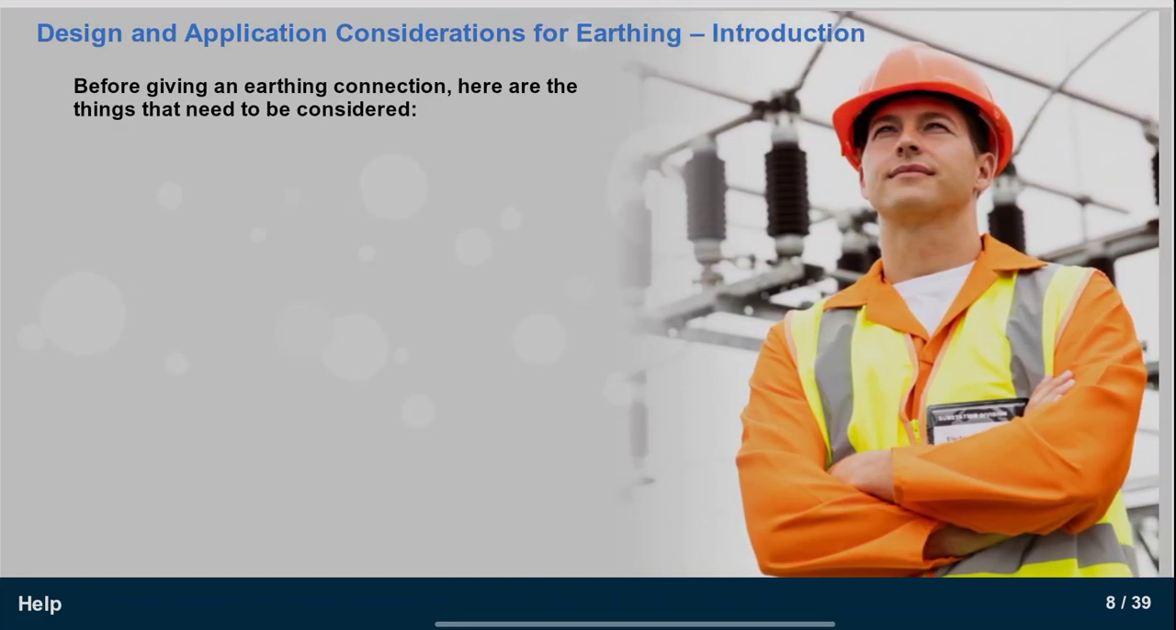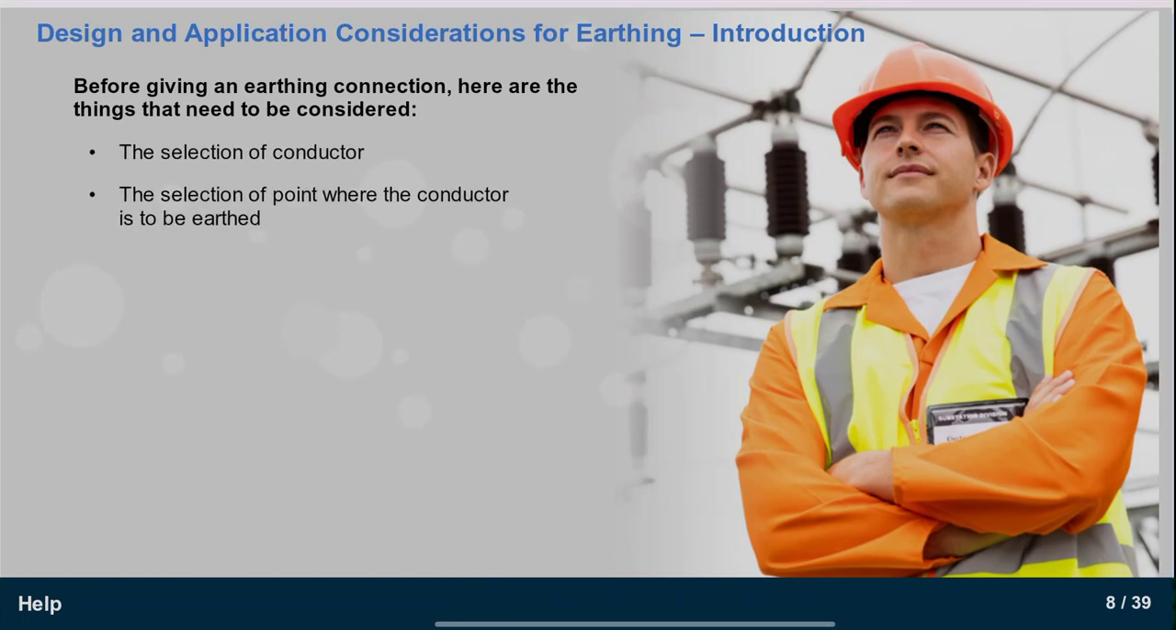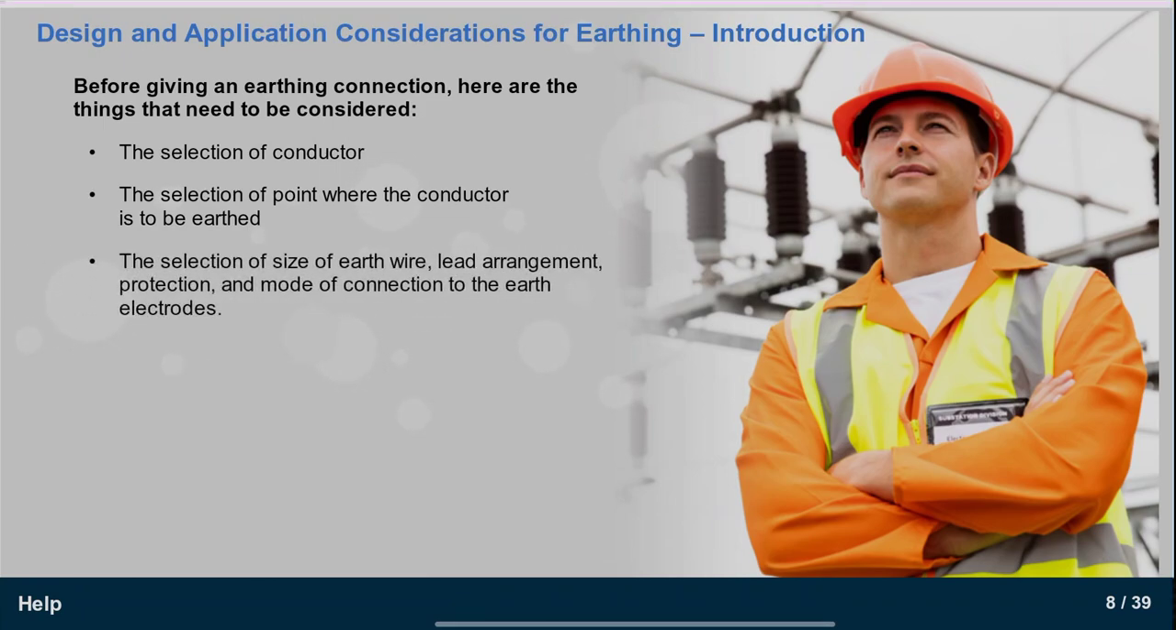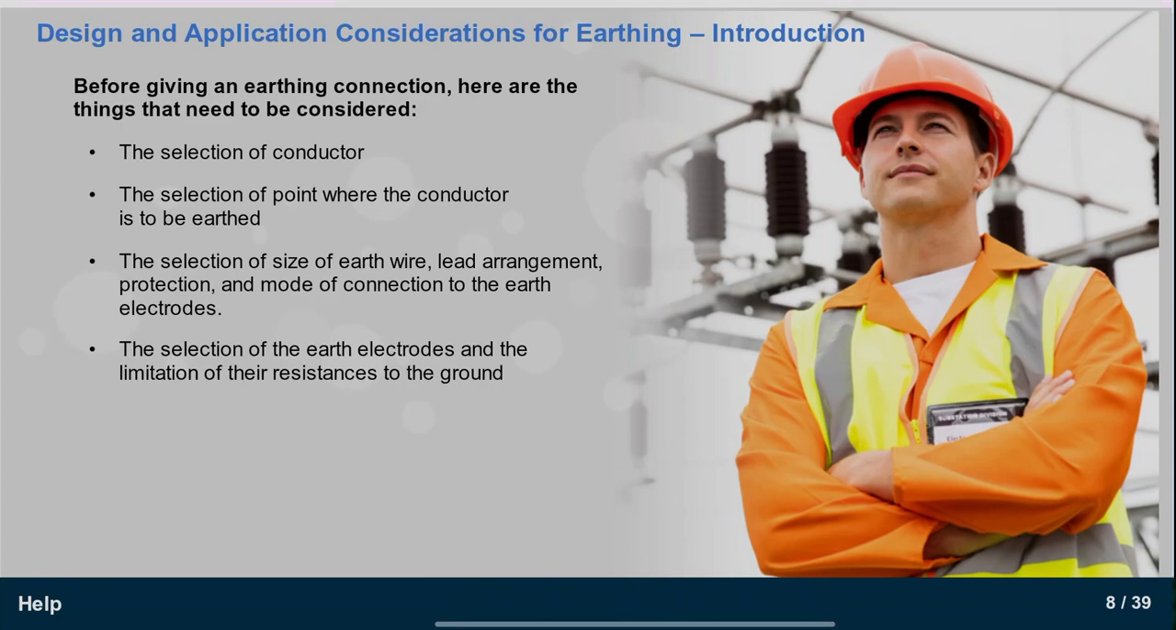Once you decide that an earthing connection has to be given, these are the points that need to be considered. The selection of conductor, the selection of point where the conductor is to be earthed, the selection of size of earth wire, lead arrangement, protection, and mode of connection to the earth electrodes. The selection of earth electrodes and the limitation of their resistances to the ground. Fault current of the system and location of earthing station.